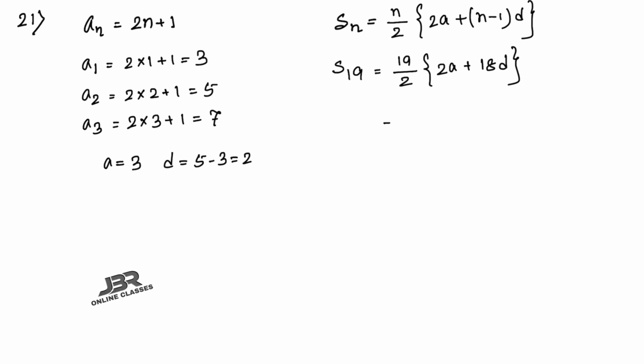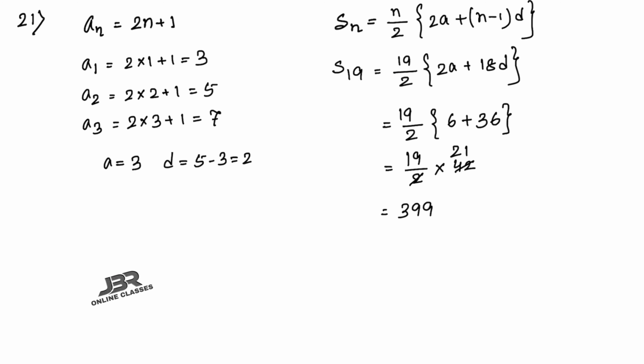So now put down the values here. So 19 by 2 into, 2 into 3, that means 6, and 18 into 2, that equals 36. So 19 by 2 into 42. So it's 2 and 1. Okay, 42 divided by 2, it's 21. So now 21 into 19, that equals 399. So 399 is the sum of the first 19 terms.